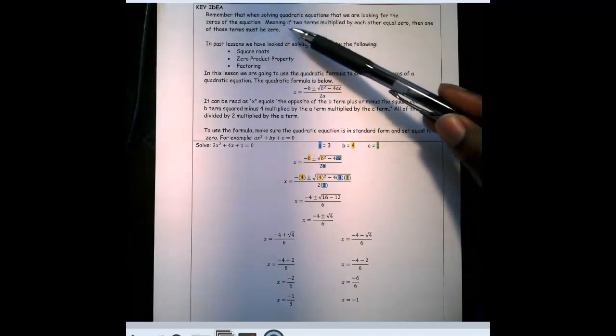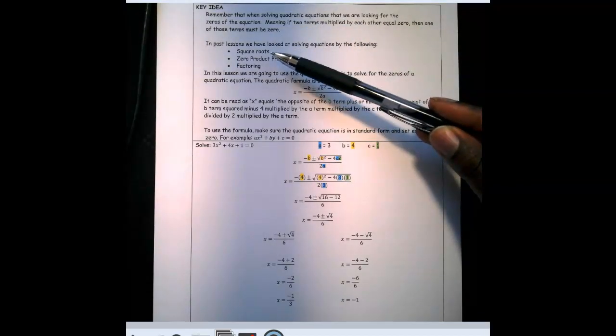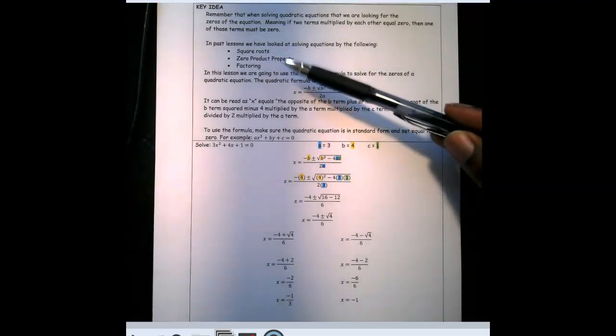That also means if two terms multiplied by each other equals 0, then one of those terms must be 0. In past lessons, we've looked at solving equations by the following: square roots, zero product property, factoring. In this lesson, we're going to look at the quadratic formula. That's what you see here.